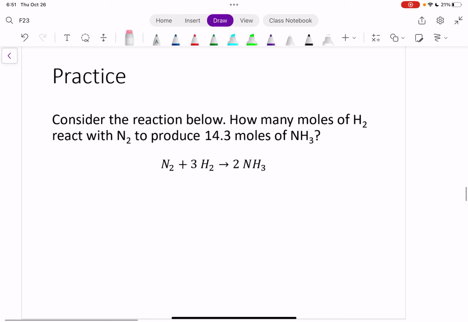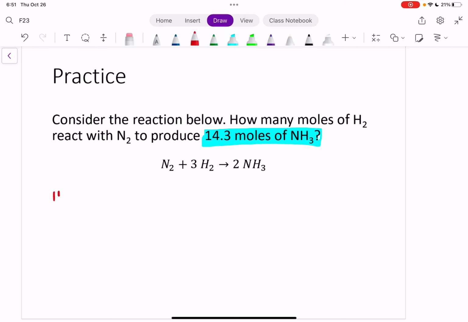All right, let's try this again. This one says, consider the reaction below. So we have a new reaction now. How many moles of H2 react with N2 to produce 14.3 moles of NH3? What are we given in this problem? Yeah, we're given this number 14.3. We're trying to make 14.3 moles of NH3.